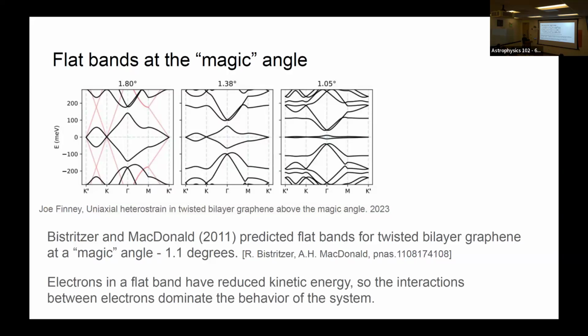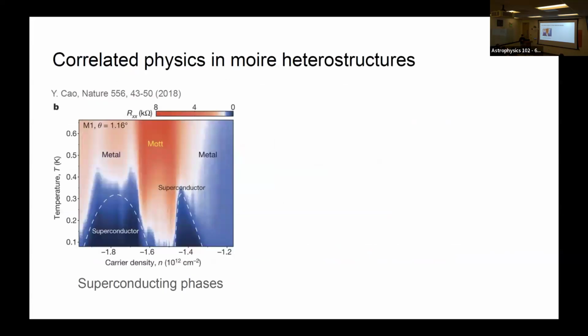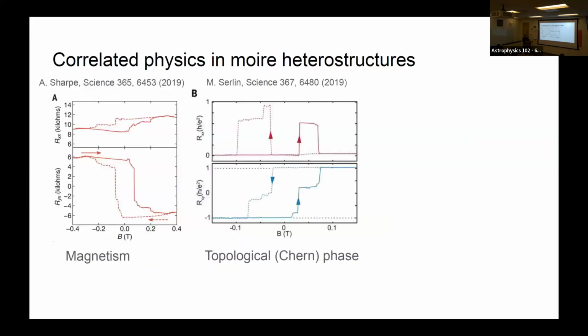And so in 2018, when the first generation of devices came from Pablo Jarillo-Herrero's group at MIT, they had a twist angle of 1.16 degrees, and they found superconducting states as well as what they call a Mott or correlated insulating state. But quickly after, Aaron Sharpe in my group found that there was actually also ferromagnetism in the twisted bilayer system. And then shortly after that, Andrea Young's group at Santa Barbara found a topological Chern phase in which they saw the quantized anomalous Hall effect, the quantum anomalous Hall effect.